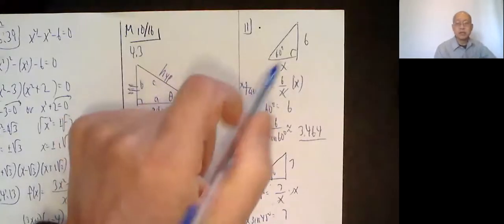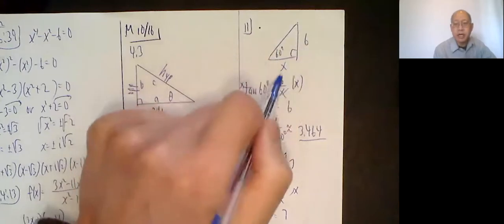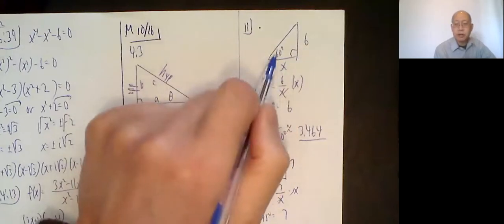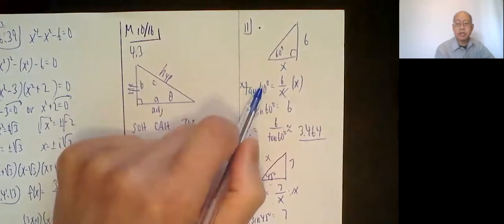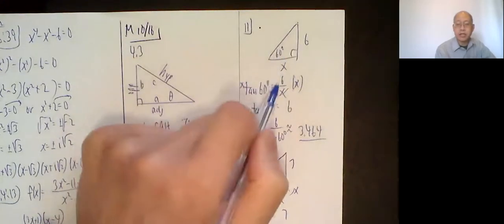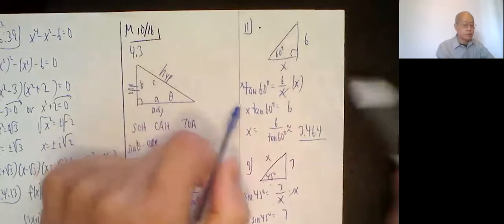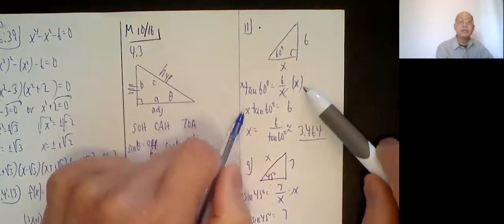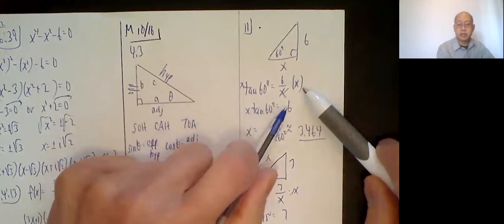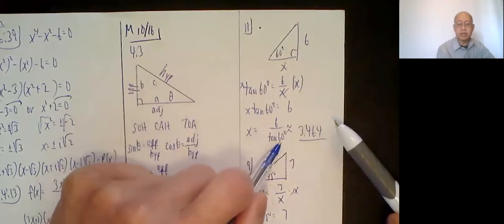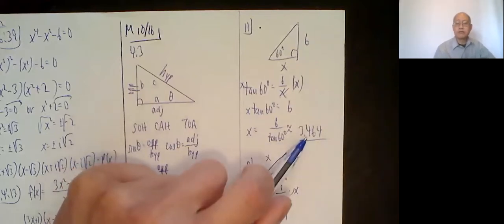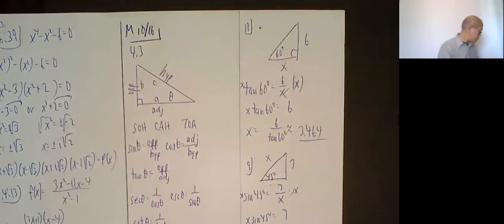Okay, then the next one was number 11. They give me this picture, 60 degrees, 6, and x. Find x. So this is the opposite side. This is the adjacent side. That sounds like tangent. So tangent of 60 degrees is opposite over adjacent, 6 divided by x. Multiply both sides by x. X tan 60 degrees is 6. Divide by tan 60. X is 6 divided by tangent of 60 degrees. Punch it in the machine, 3.464.